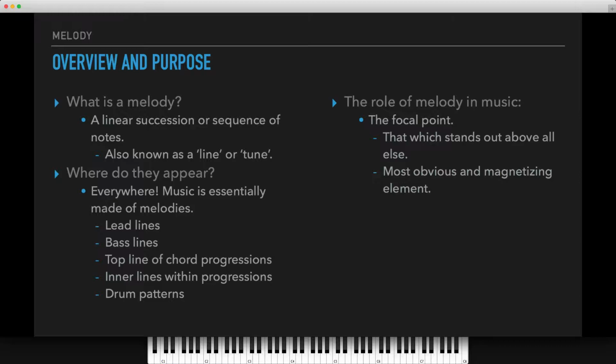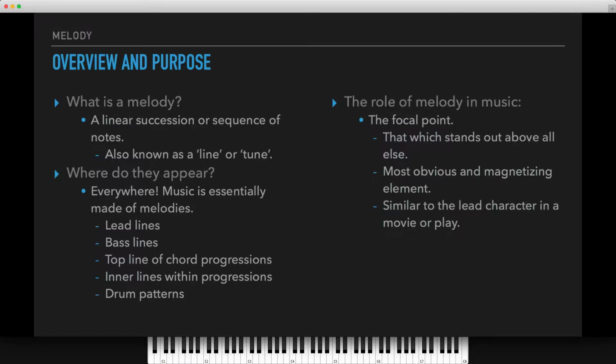If there is a melody playing, that's what you're going to hear, especially if it's a non-musician listening. They're not going to be listening for chords or bass lines or drums or anything else most of the time. They're just listening for melodies. That's what music is really all about. Everything else is in support of the melody.